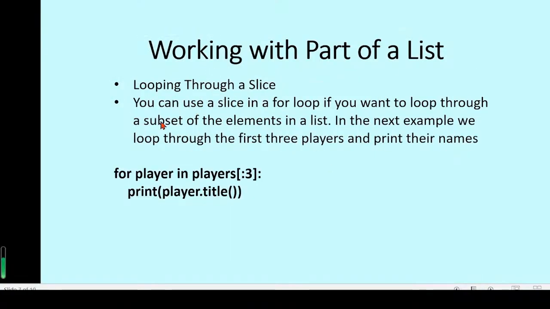And looping through a slice. You can also use a slice in a for loop if you want to loop through a subset of the elements in a list. In the next example, we loop through the first 3 players and print their names. For example, we can write for player in players[:3], the slice from the first to the third element of this list. Then for each of these 3 elements, we can print each element's title.